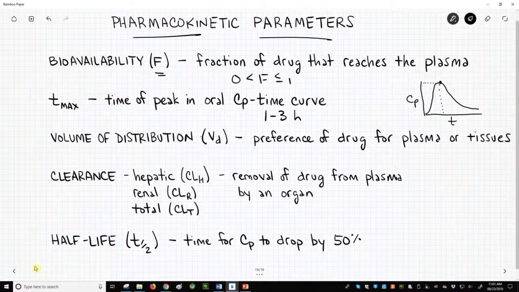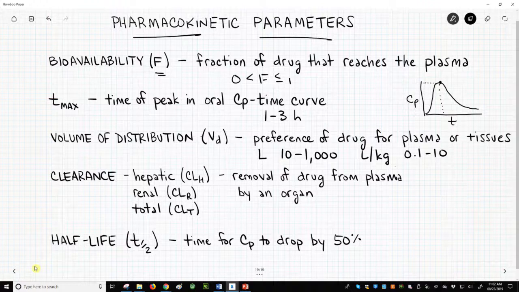Volume of distribution is, in a sense, the extent to which a drug prefers to remain in the plasma versus entering other tissues of the body. The parameter is reported on one of two scales. If the value has units of liters of volume, then a normal range might be 10 to 1,000. If the value has units of liters per kilogram, so it's adjusted based on the mass of the patient in kilograms, then the normal range may be from 0.1 to 10. These are approximate representative values.